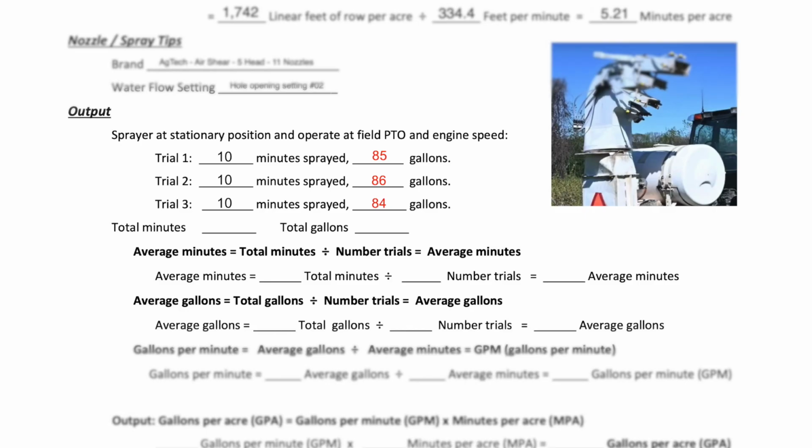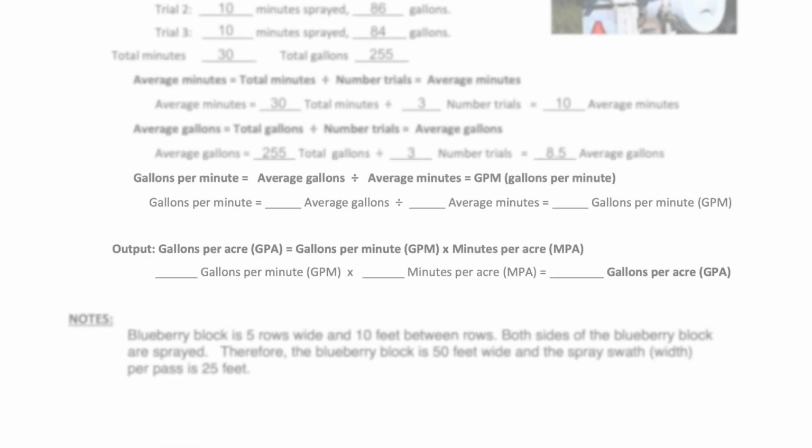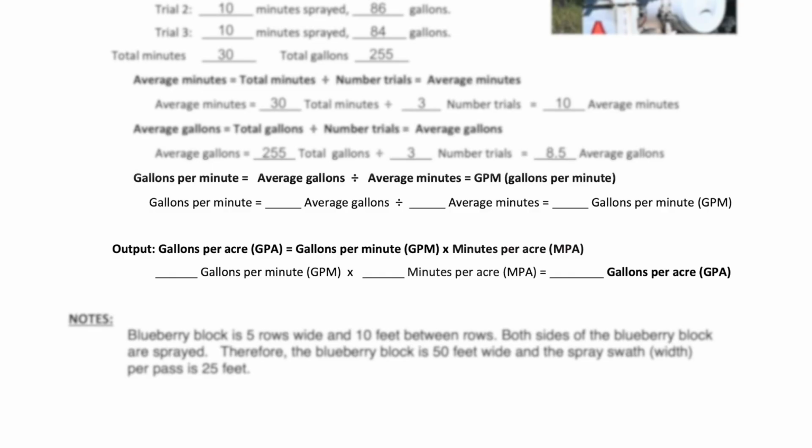Determine the average output of the 3 test sprays. With a total spray time of 30 minutes and a total output of 255 gallons, we'll divide each of those figures by 3 and determine that the average test spray for 10 minutes produces 85 gallons. The amount sprayed during the measured time can then be translated to the number of gallons per minute being applied. Divide the 85 gallons by the 10 minutes, which calculates to 8.5 gallons per minute.